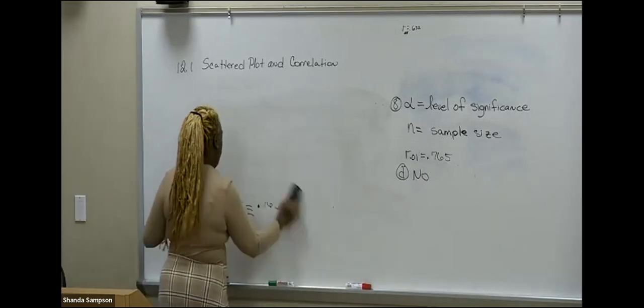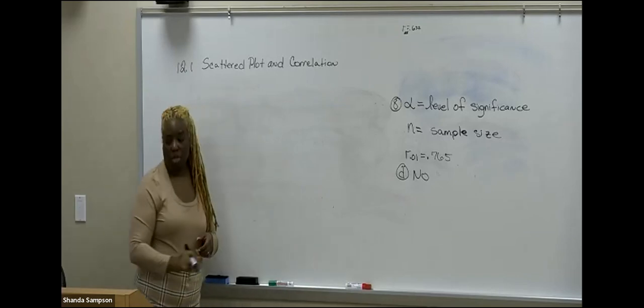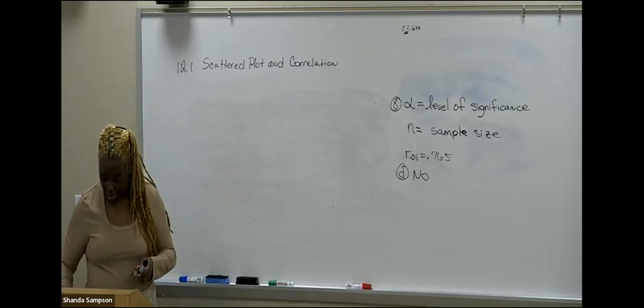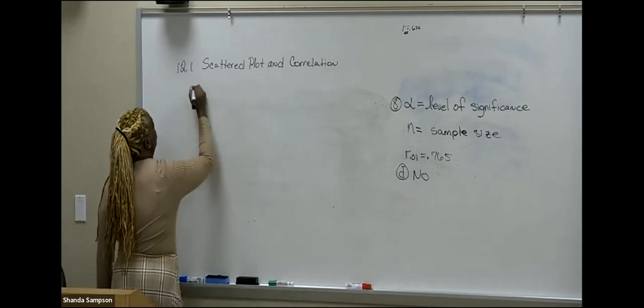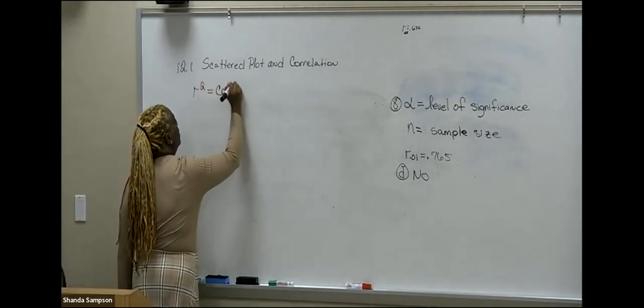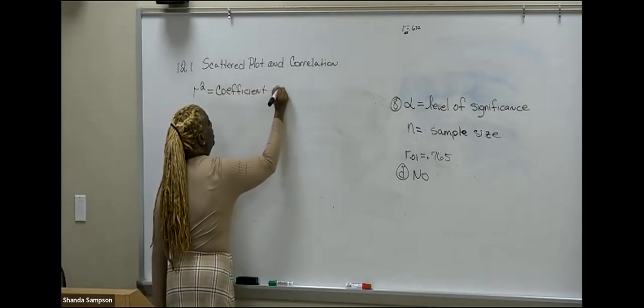Well, we already talked about r squared. All right, so I said it was in the next section, but when I looked in the book, it's actually in this section. So the coefficient of determination. So r squared is the coefficient of determination.